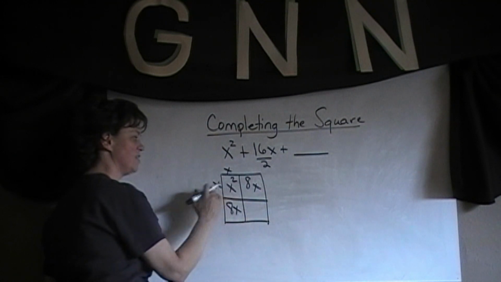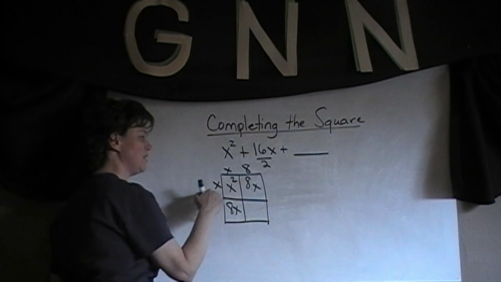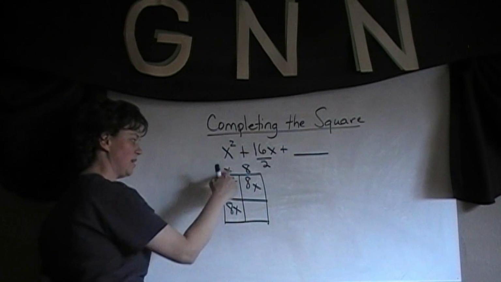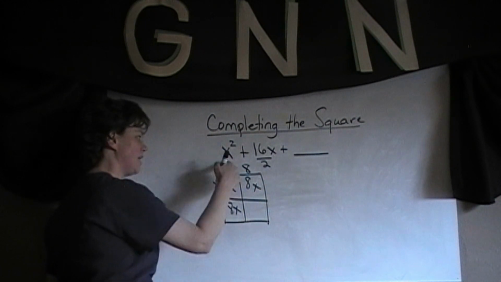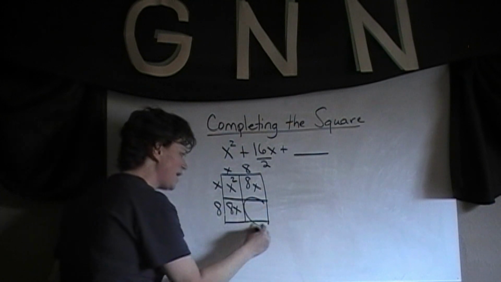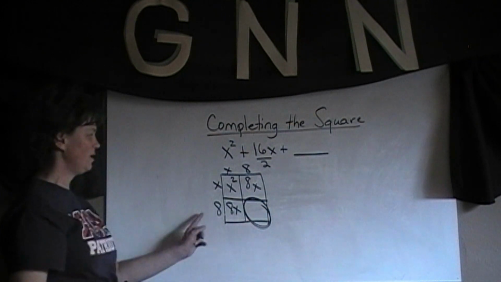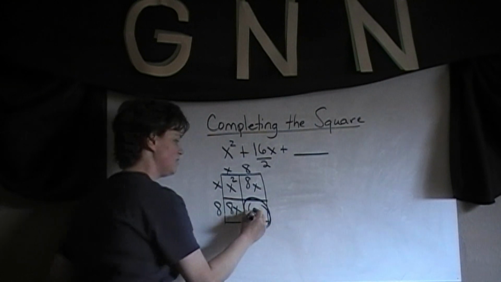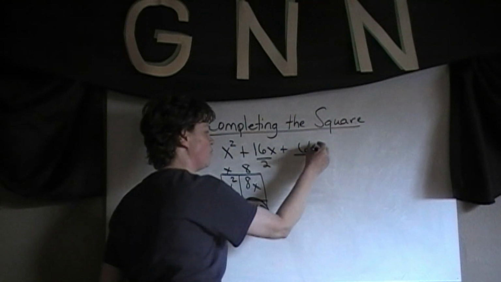will give us 8x? And that's x times 8. 8 times x is 8x. And again, you can see the same thing here. This is 8. 8 times x is 8x. So what am I adding to make this a square? Well, what is 8 times 8? 64. So here's the steps.